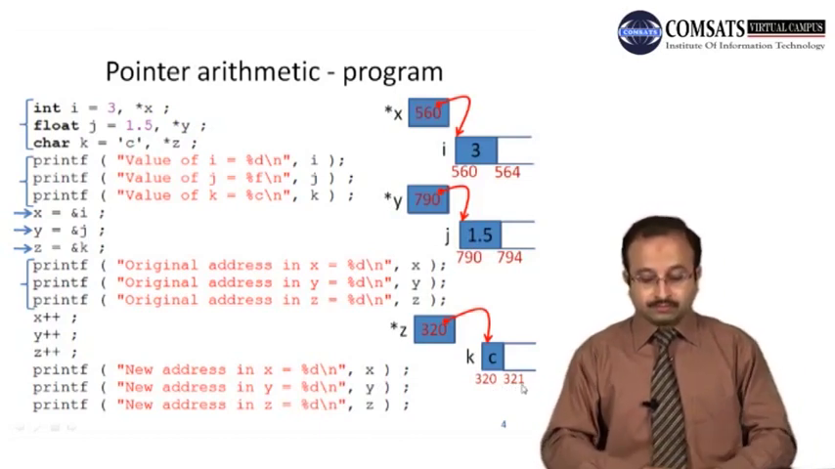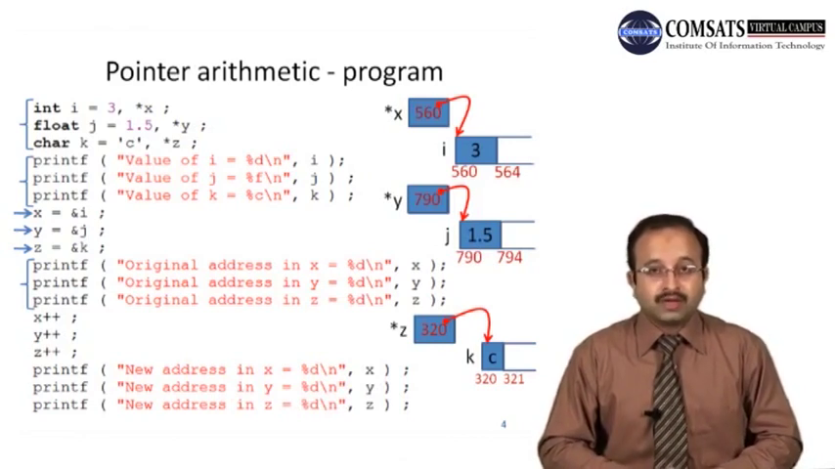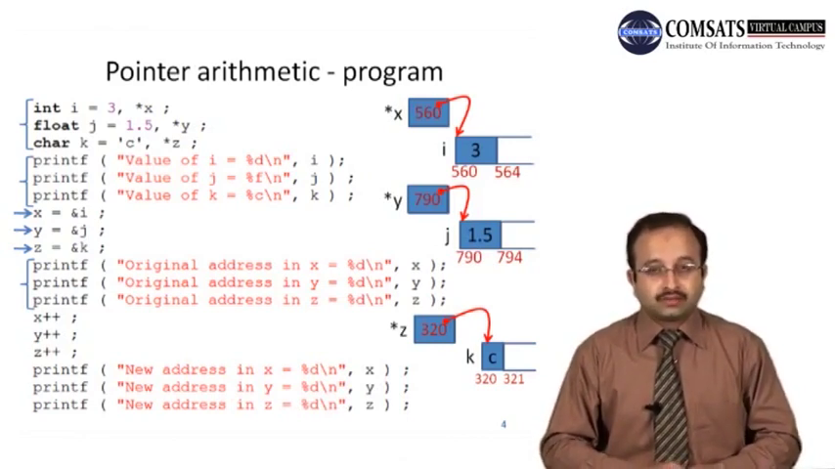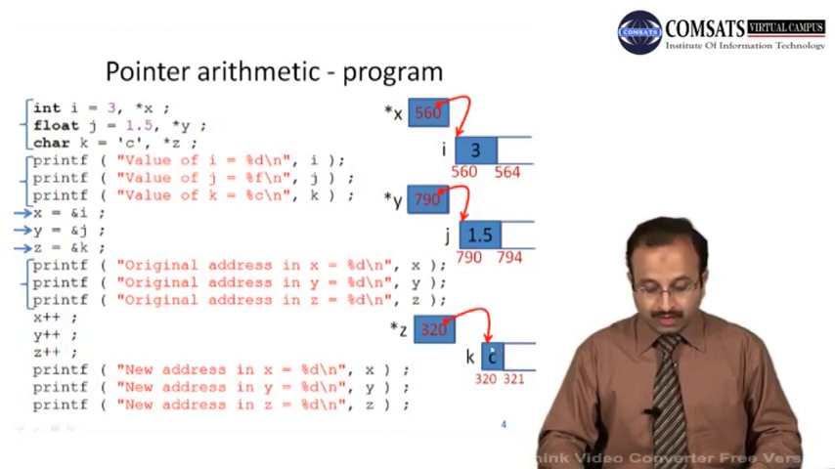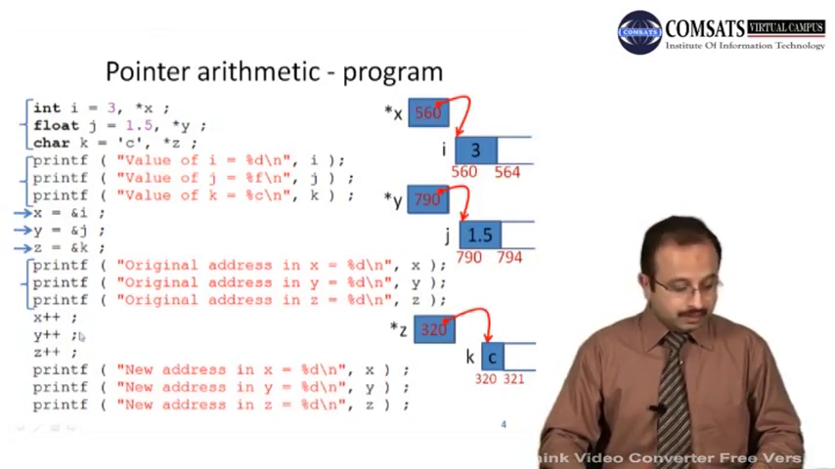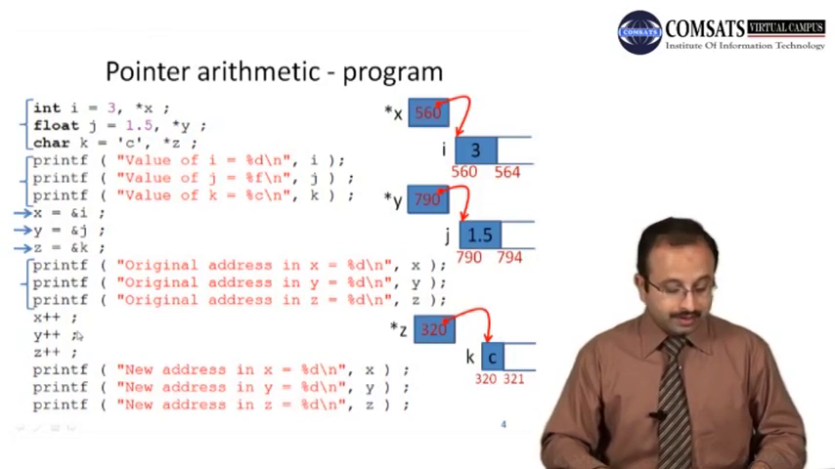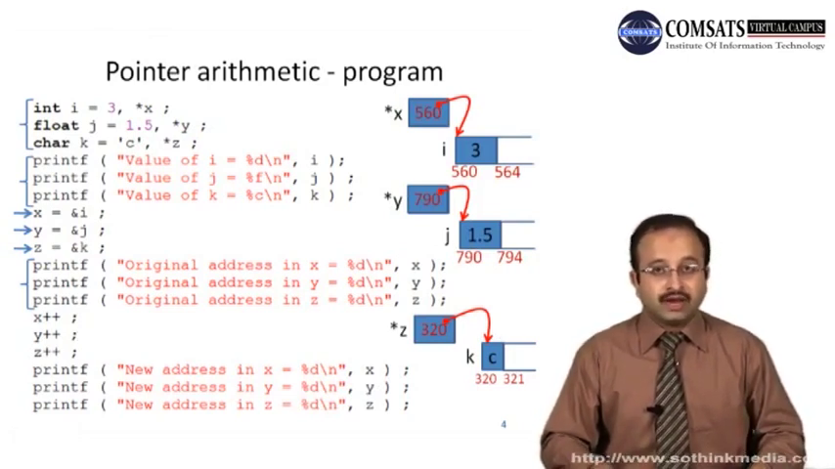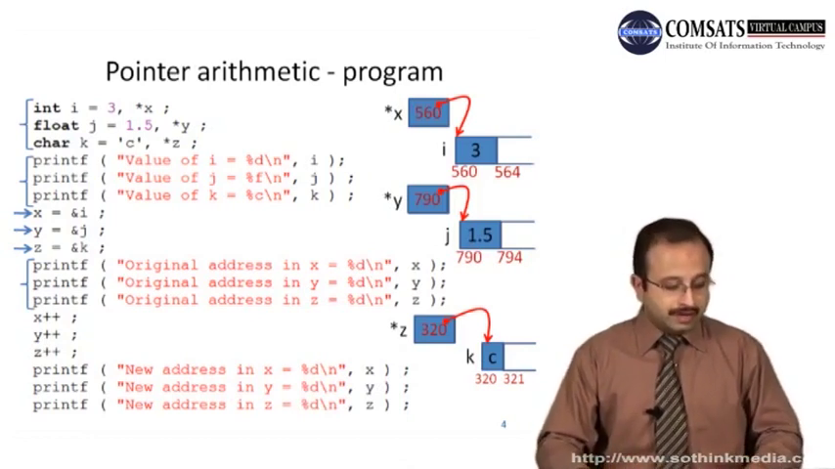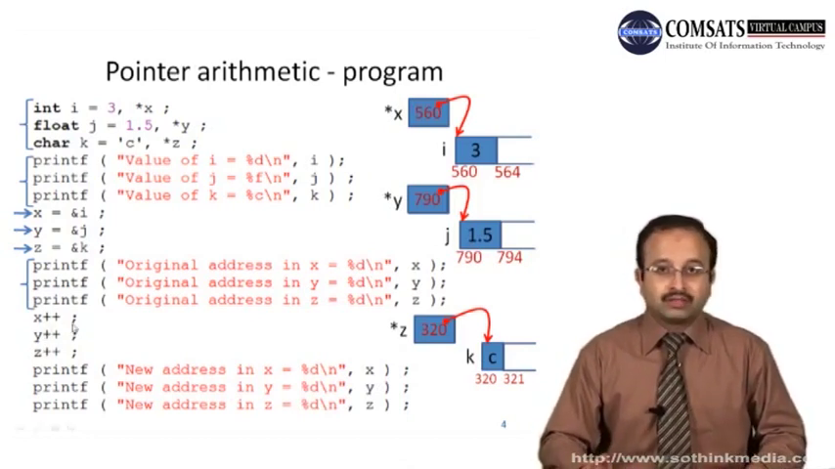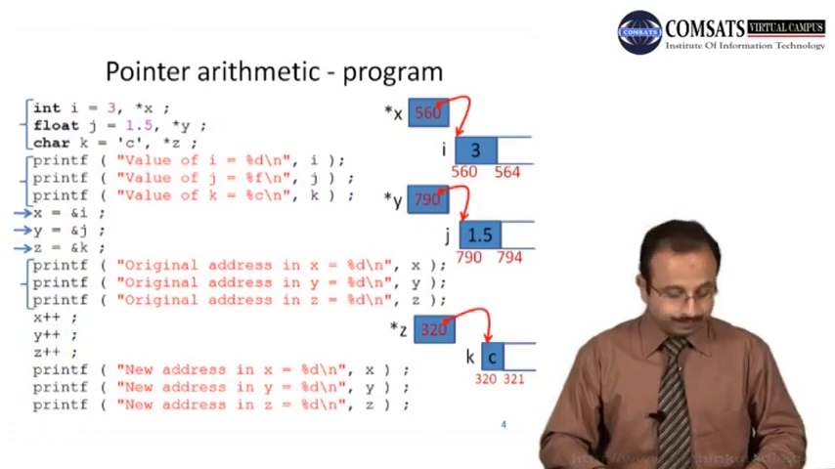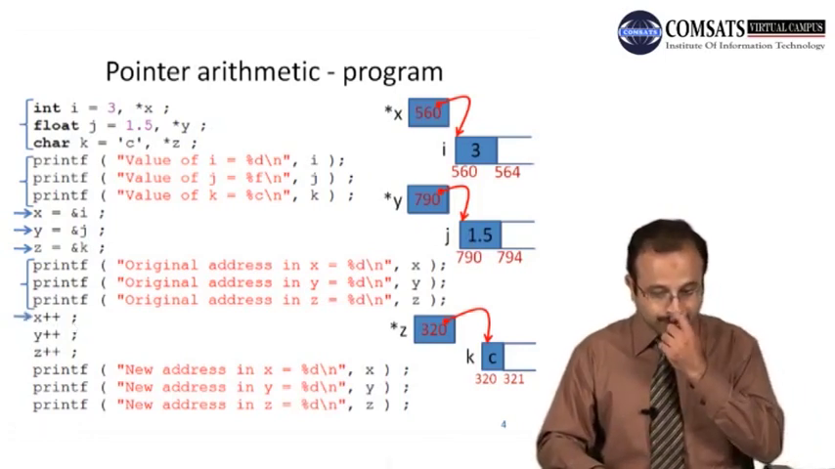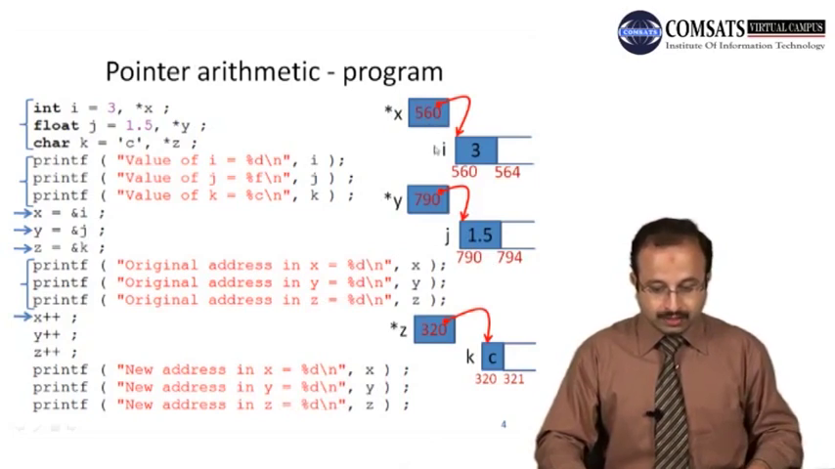Why? Because the character variable only occupies 1 byte in memory. So that is the address of 1 byte, 320. The next memory address starts from 321, right? Now the next three statements are pointer arithmetic, that is, you are adding some constant value to the pointer, and x++ means that you are adding 1, that is, x is equal to x plus 1. So when this statement is executed, you will see over here the value of x will be incremented.